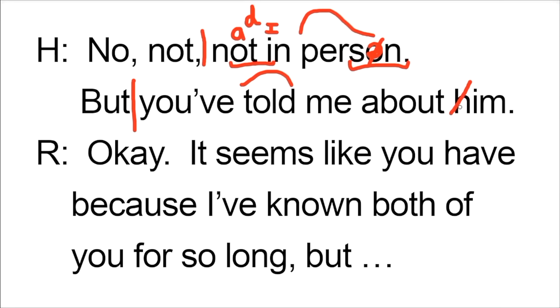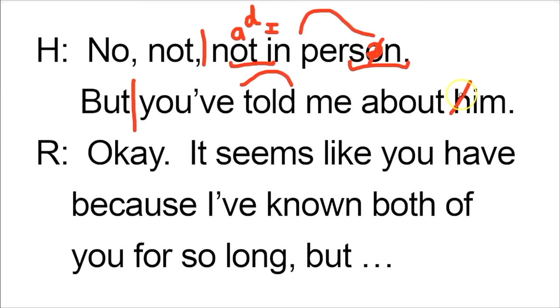Haquin dropped the H in him. We do this often with the words him, he, his, her, for example. Also have and had. But you've told me about him. Now the T comes between two vowels. What's that going to be? A flap T. About him. Just flap the tongue on the roof of the mouth. But you've told me about him.